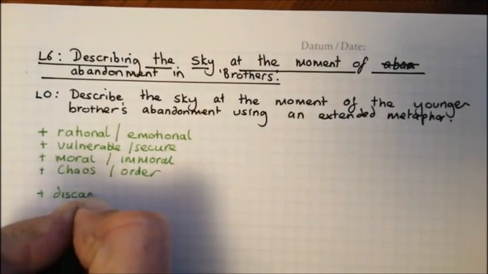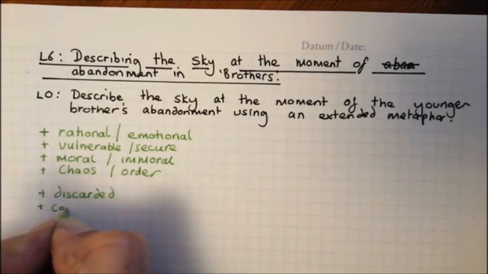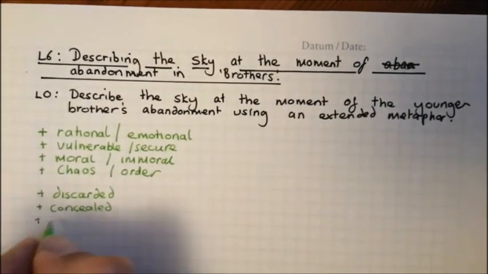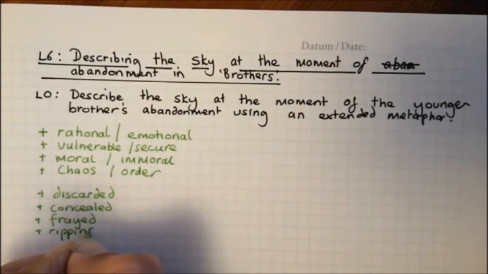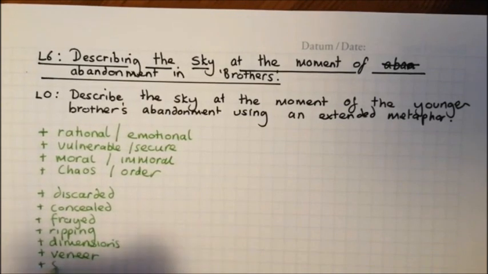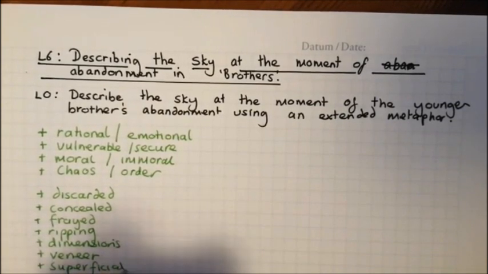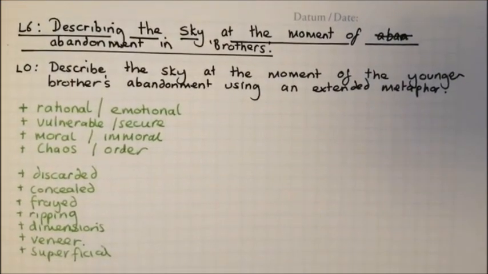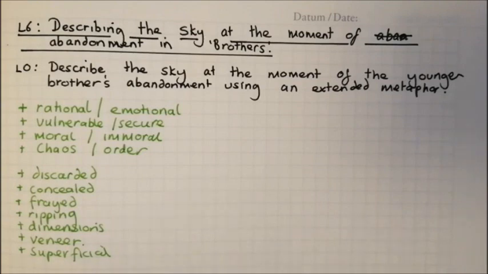You've got discarded. You've got concealed. Frayed. Ripping. Dimensions. Veneer. Superficial. All of these things that you have used before for attacking other poems, or doing other creative writing, this needs to be as part of your weaponry when you do any other piece of creative writing. Recycle, reuse. Okay, and that's what we're going to look at doing today, reusing things.